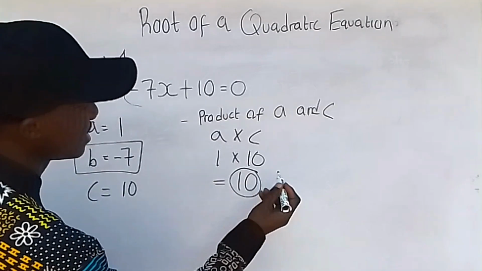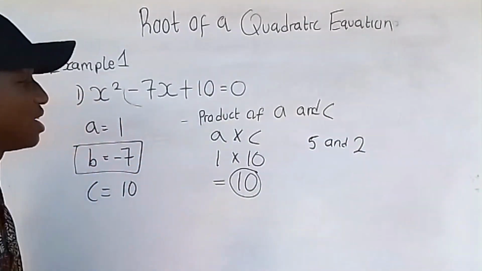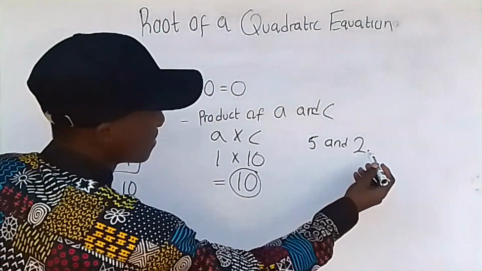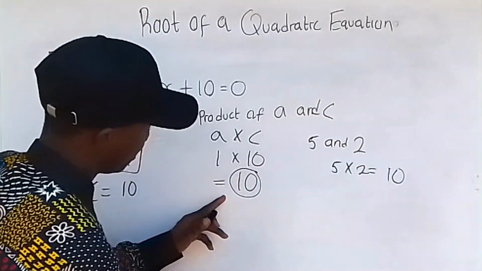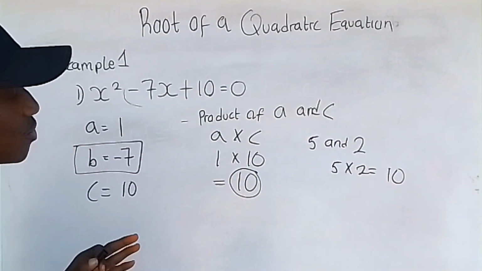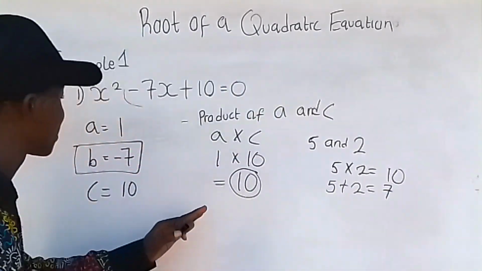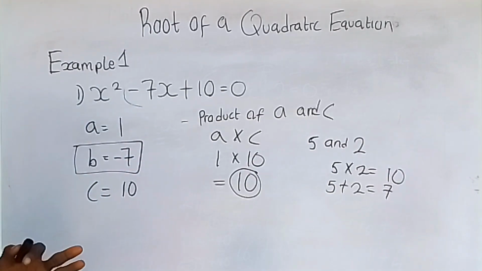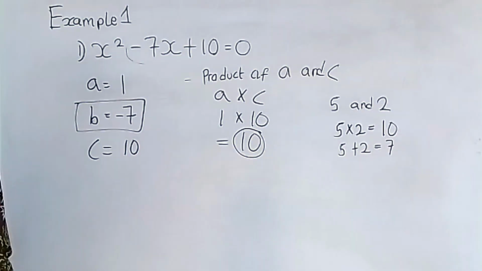Let's check. 5 and 2. If we take the product of 5 and 2, we are going to get 10. 5 multiplied by 2 is equal to 10. But when we add 5 plus 2, it is equal to 7. But in the equation that they gave us, the second term is not 7. The second term is minus 7. Therefore, 5 and 2 is not going to work.